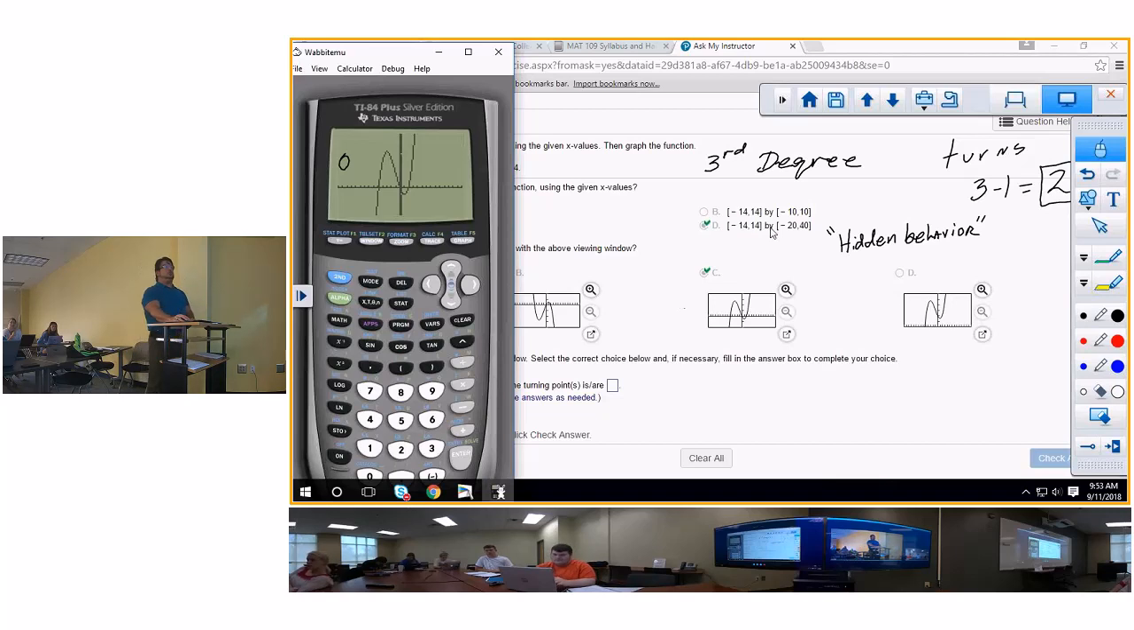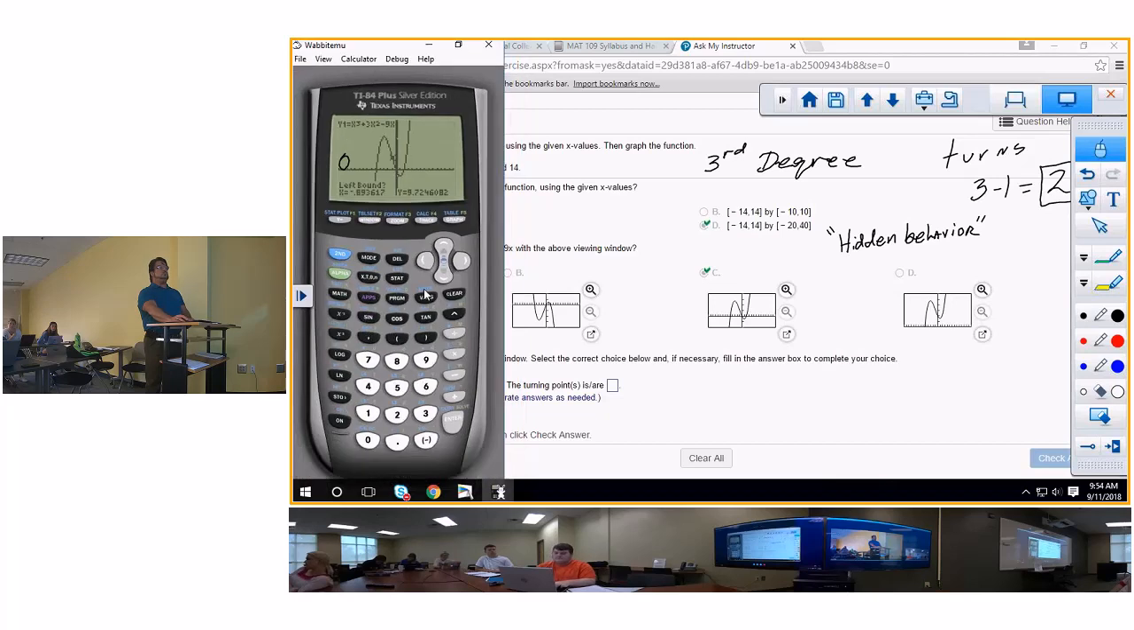And that's your local min. This is your local min right here. Local max. How would you find those? You hit second, trace, and then you do the min or the max. I'll do the max because it's on the left. And you do a left-hand side right there, and you do a right-hand side, and then you do a guess, and it just narrows the time. And there's the local max, -3 and positive what?